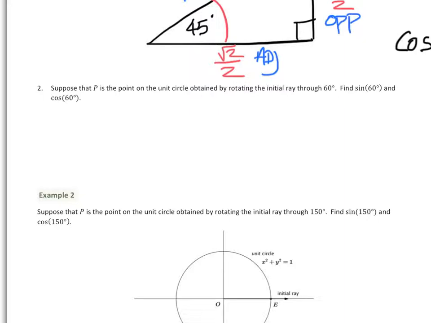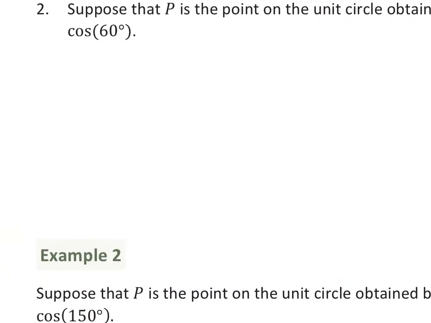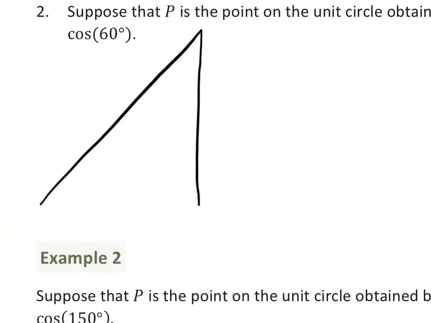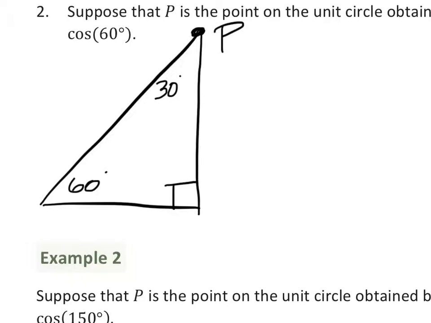Suppose that P is the point on the unit circle obtained by rotating the initial ray through 60 degrees. Find sine 60 and cosine 60. I'll zoom in a little higher this time so I don't write over top of stuff. Here's the 60-degree angle. We'll go there. This would have to be 30. Here's your right angle. And don't forget this is point P up here.